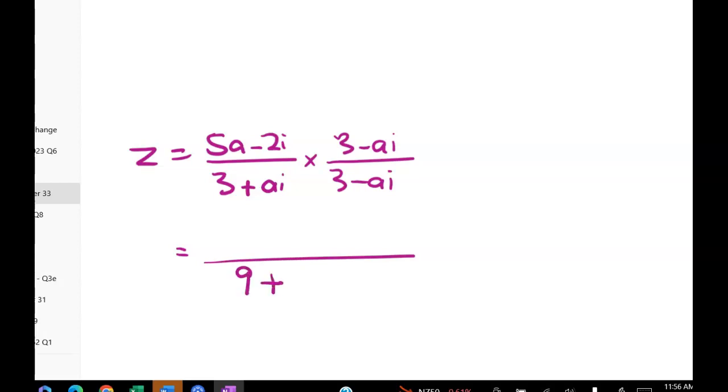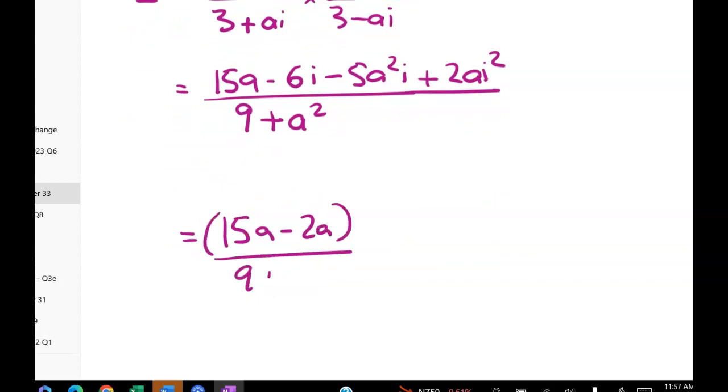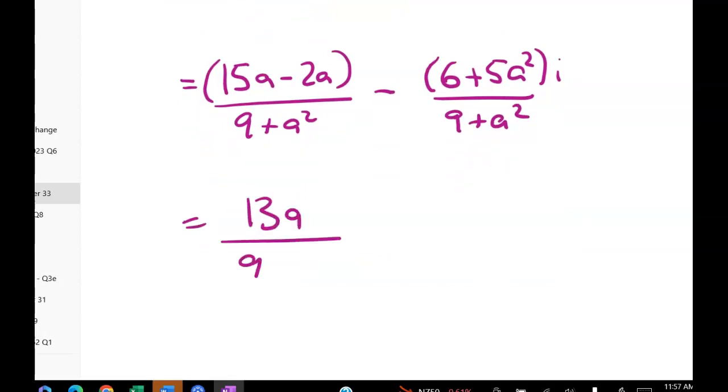In the denominator we get 9 plus a squared, and in the numerator we get 15a minus 6i minus 5a squared i plus 2a i squared. And when we group real and imaginary, we get (15a minus 2a) over (9 plus a squared) minus (6 plus 5a squared) i over (9 plus a squared). And we can rewrite that as 13a over (9 plus a squared) minus (6 plus 5a squared) over (9 plus a squared) i.